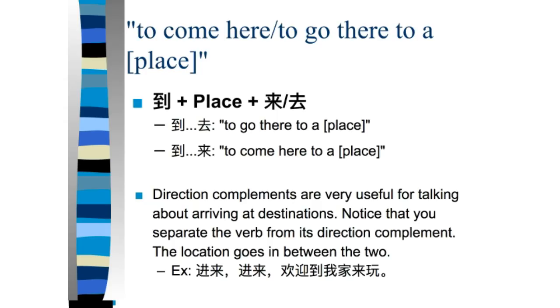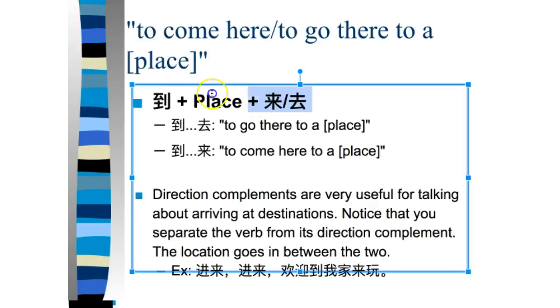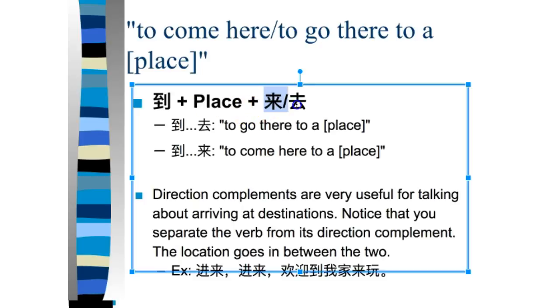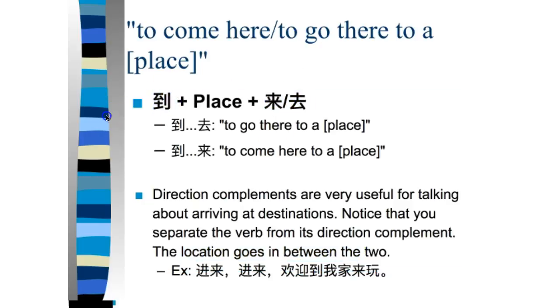好，我们的第二个语法点是到什么什么地方来 or 去. We've actually learned this before in level 6. We're going to review it now. 到 means to, it's a verb. To go somewhere, to arrive at a certain place. And then 来 is a direction complement, and 去 is a direction complement. Which one you use depends on the position of the speaker. And the location, the place you're going, goes between the verb and the direction complement.